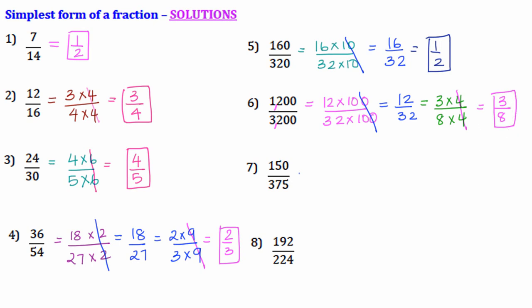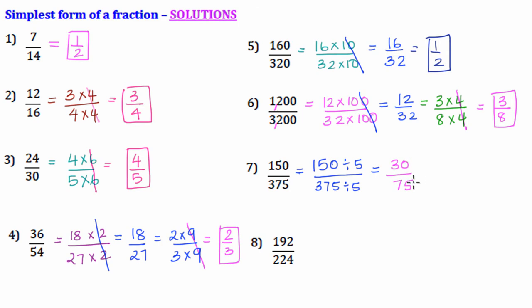Let's look at the next one, 150 over 375. Now, since the last digit is either 0 or a 5, we know that 5 is a factor that's common to both 150 and 375. I am going to rewrite this in a different way. I'm going to divide both of these by 5. So 150 divided by 5 over 375 divided by 5. And in the earlier video on simplifying fractions, we saw that it's okay to write it like this, where you divide the number by a common factor, or to rewrite it like this. So 150 divided by 5 is 30, and 375 divided by 5 is 75.